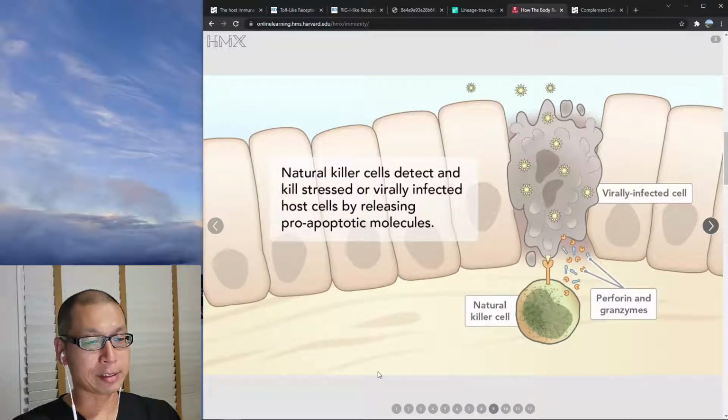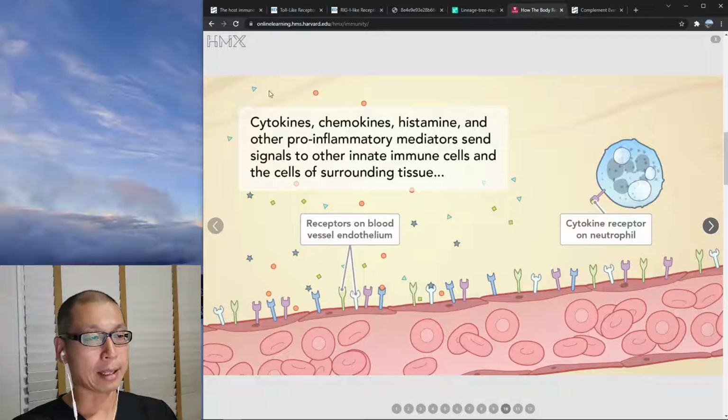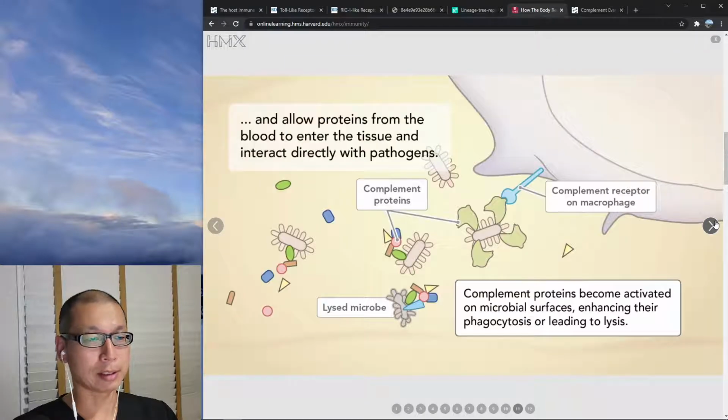Then these natural killer cells get attracted to it and they will kill a virally infected cell. And then they release a bunch of chemokines and histamines. And then they bring in a bunch of these things called complement as well as other cells.